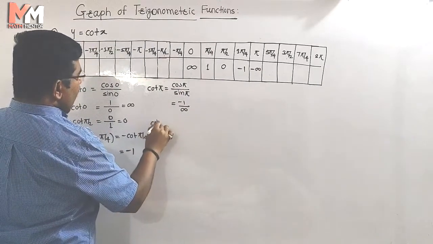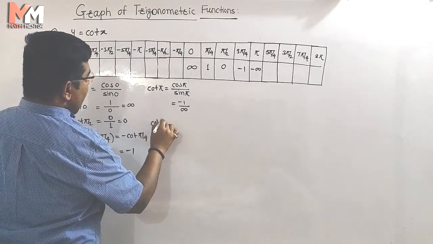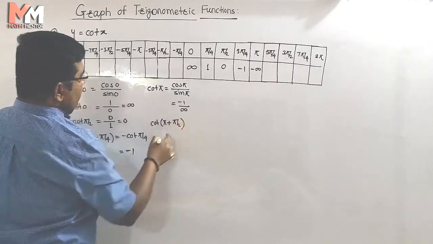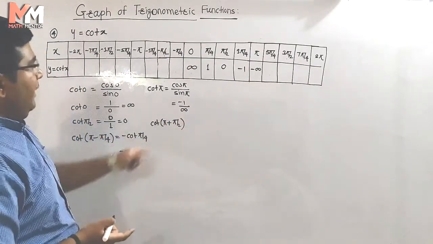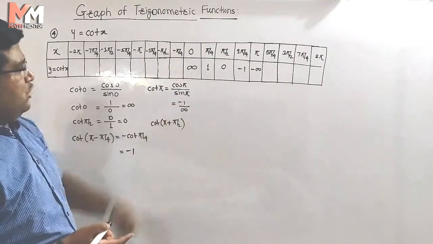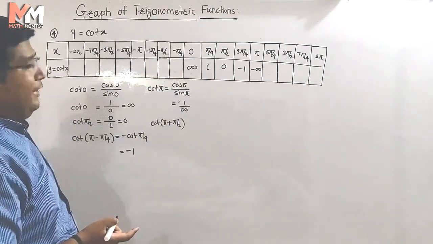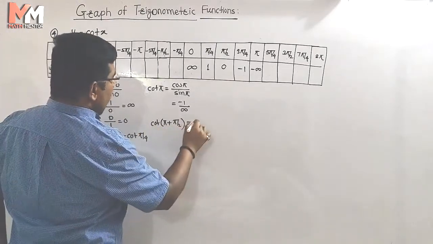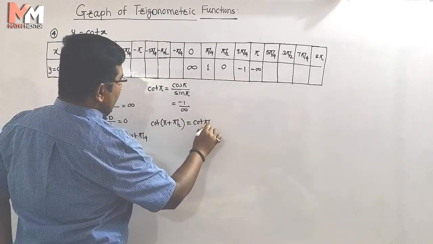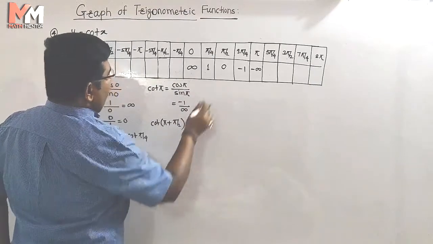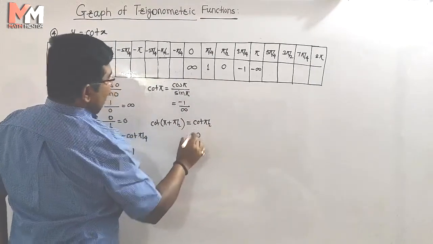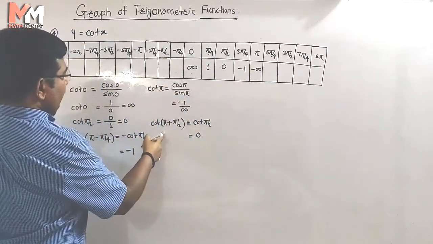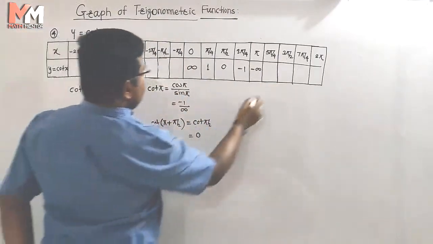Then we have to find cot 3 pi by 2. 3 pi by 2 is pi plus pi by 2, that is 270 degrees, which means 180 plus 90. Cot 3 pi by 2 is 0, it is 0.